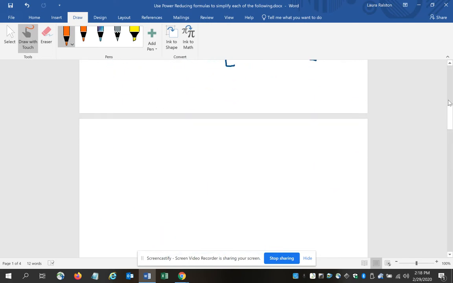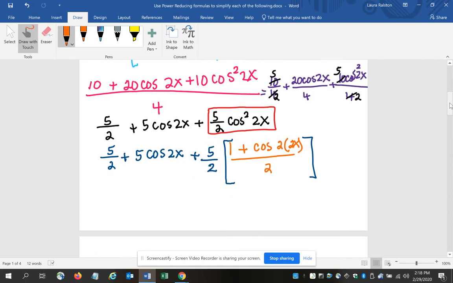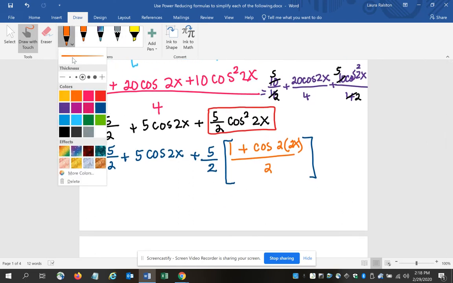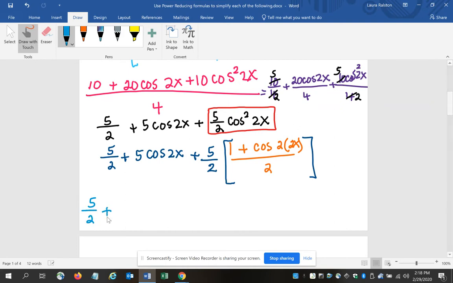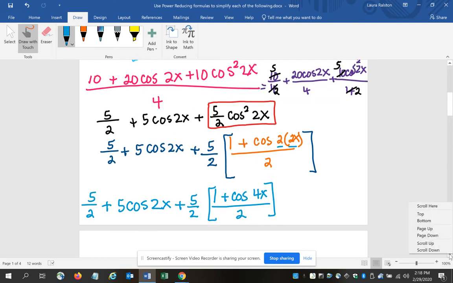All right, so now, let me get back down there. Now, again, all the stuff at the beginning is going to kind of stay there with us. So that we have 5 halves plus 5 cosine 2x plus 5 halves times 1 plus cosine 2 times 2x is 4x all over 2. And then we have to come back and, again, at this point, do a little bit of algebra.